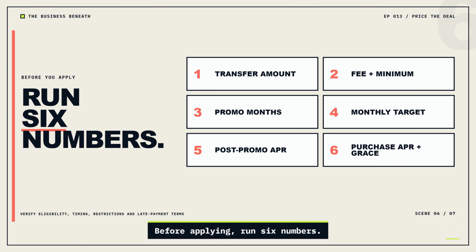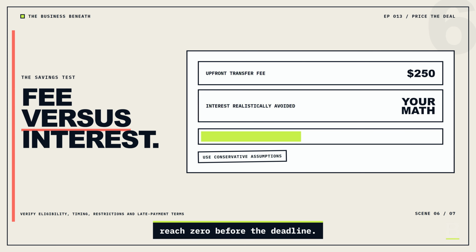Before applying, run 6 numbers. 1. The amount you want to transfer. 2. The transfer fee percentage and any minimum fee. 3. The promotional period in months. 4. The monthly payment needed to reach 0 before the deadline. 5. The APR that applies after the promotion. 6. The purchase APR and grace period rules.